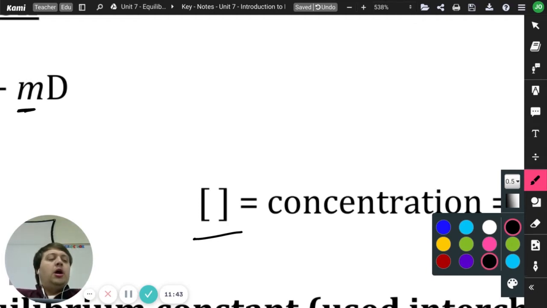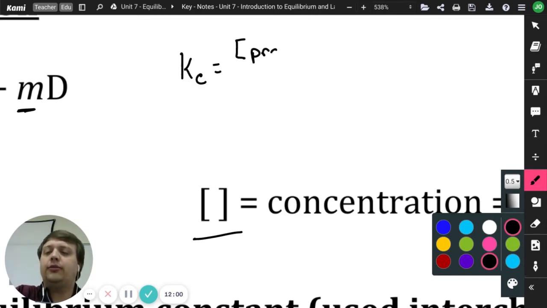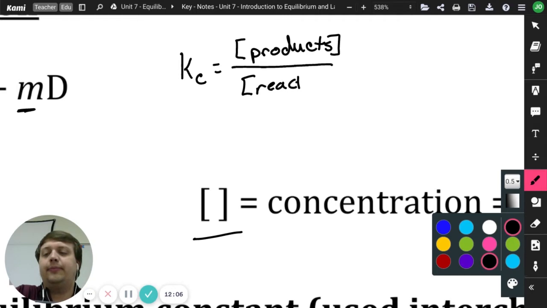Okay. So let's say I've got this reaction. And let's say I am solving for the Kc of a reaction. I know that Kc equals the concentration of the products over the concentration of the reactants.